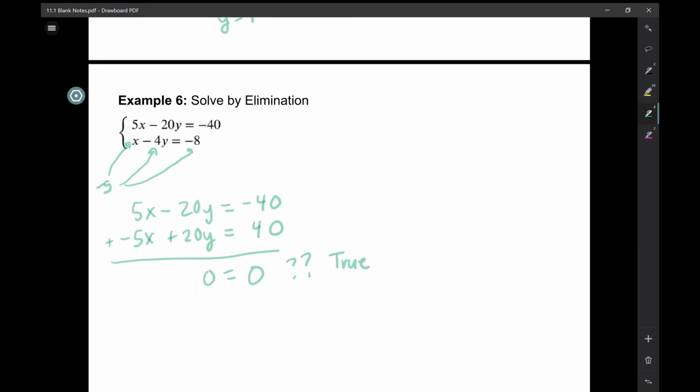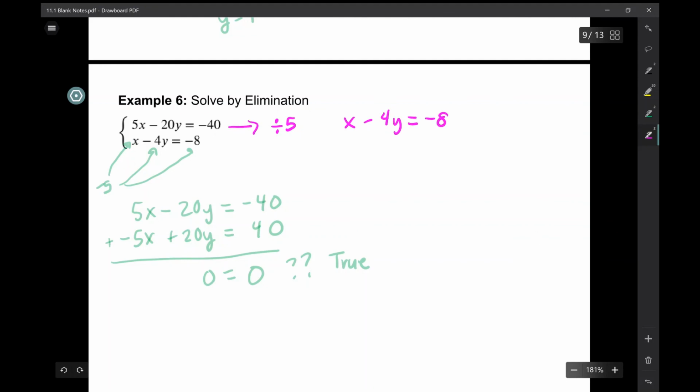Maybe we can do something going back and looking at our equations to figure out what's going on here. Well, let's look at the first equation. 5x minus 20y equals negative 40. Let's just divide it by 5. If I take 5 divided by 5, I get x. 20 divided by 5, I get 4. Negative 40 divided by 5, I get negative 8.